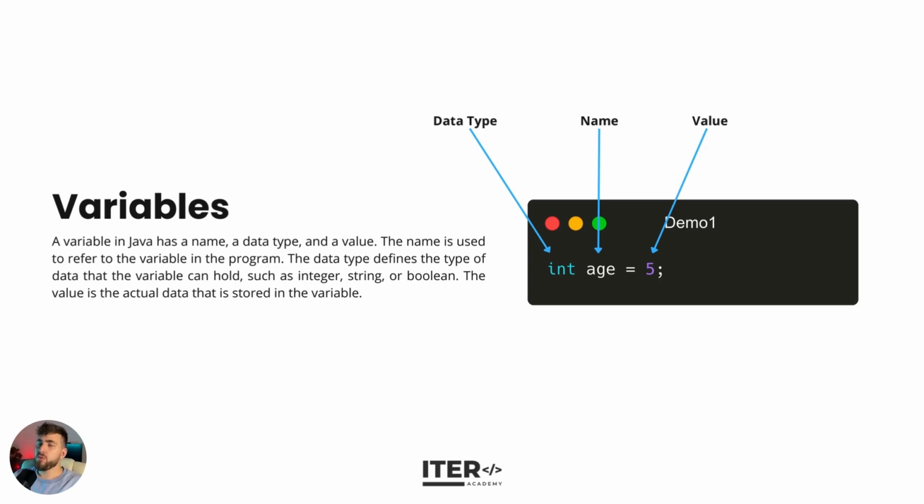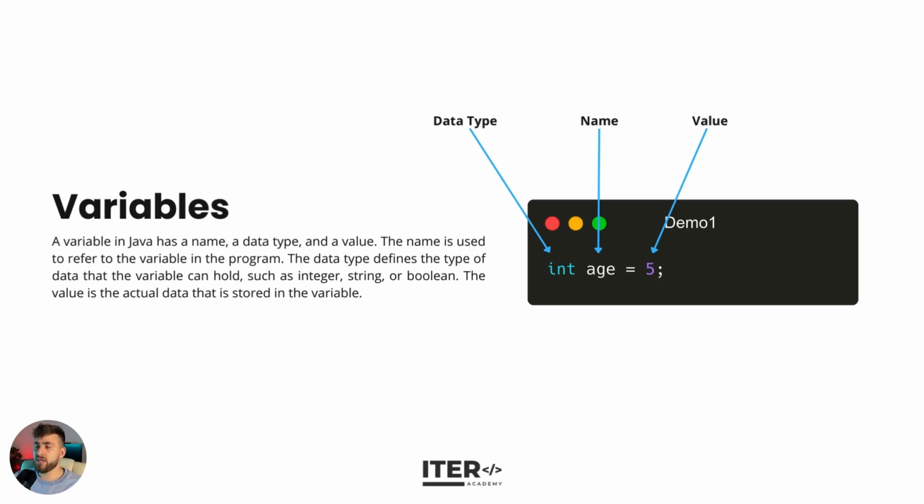For example, if we have an int data type and we want to store the value of 5, we can create a variable named age, for example, and assign the value of 5 to it. This can be written in code, as you can see on the demo 1. But we will discuss the details in the next lessons. So don't worry if you don't understand something for now. It's also important to note that the data type of a variable must be declared before the variable is used, and once it's declared, the data type of a variable cannot be changed.